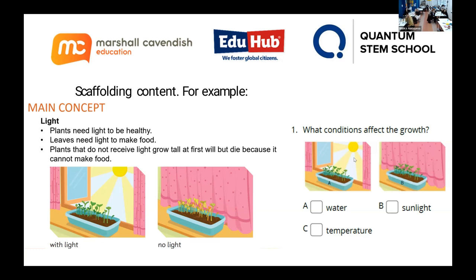Okay, so this is the importance of light. How I scaffolded this question: I made a small question, what conditions affect the growth? Just look at the picture and find out what condition is being tested here. You see that in picture A there is sun, in picture B there is no sun, so they can easily find out the answer is the sunlight. Okay, so it improves their self-confidence as well. They feel that they understand what's going on, despite the language barrier.